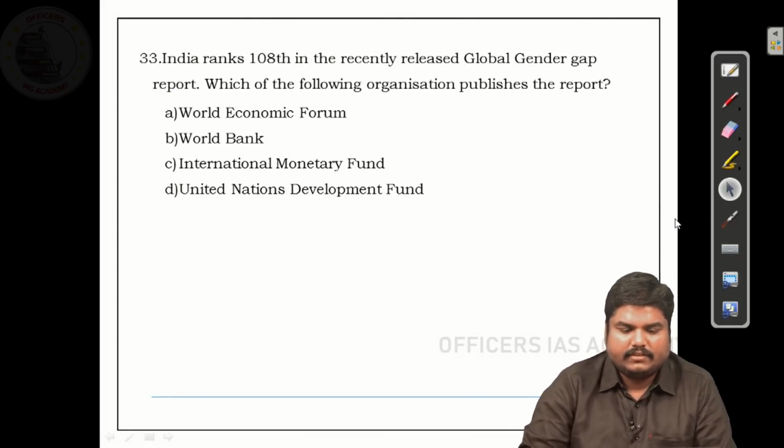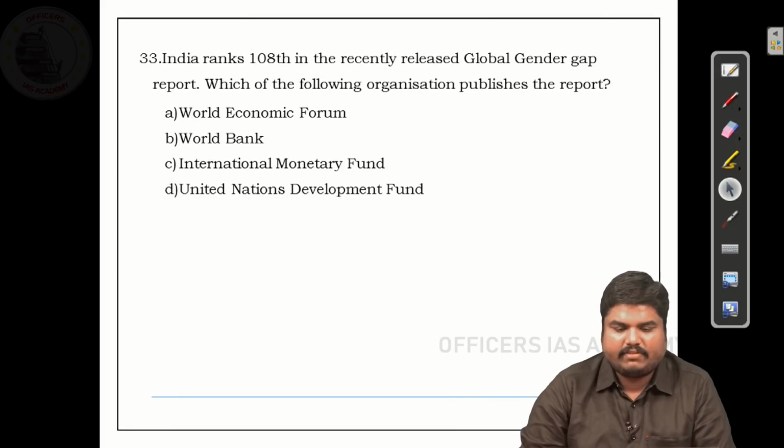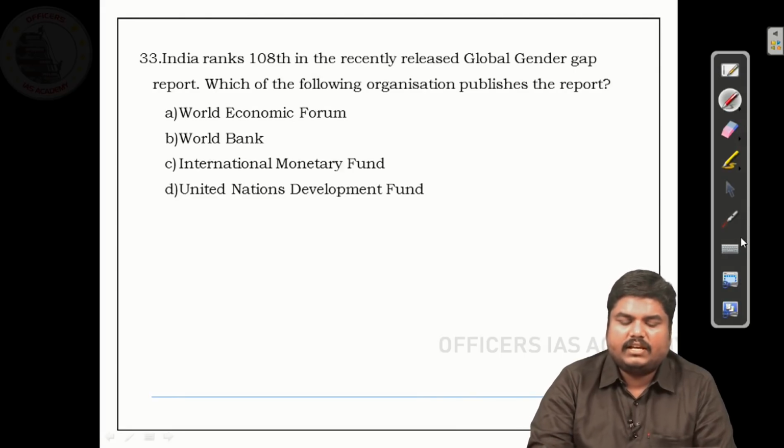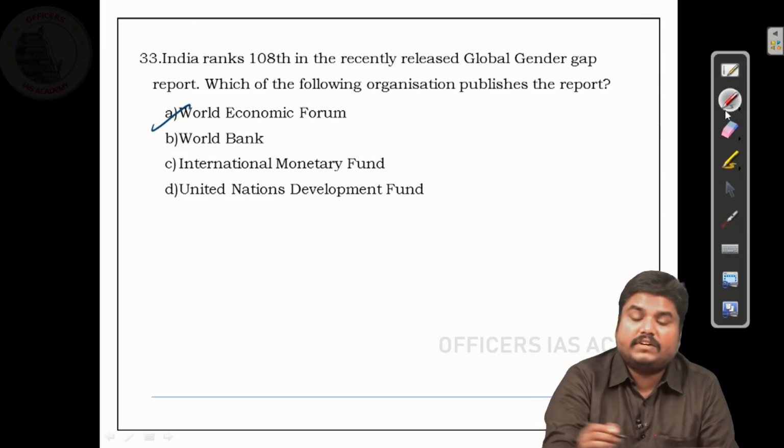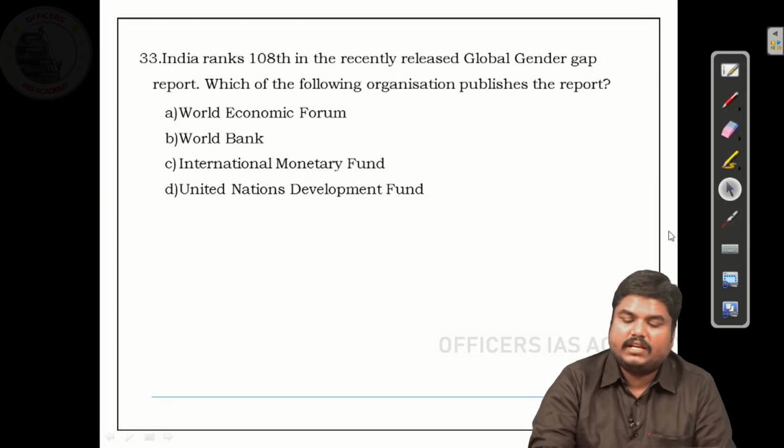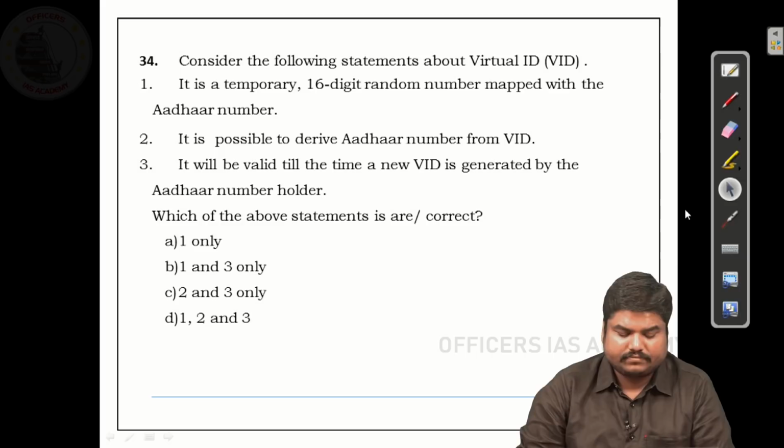33rd question, India ranks 108th in the recently released Global Gender Gap Report, which is released by World Economic Forum.